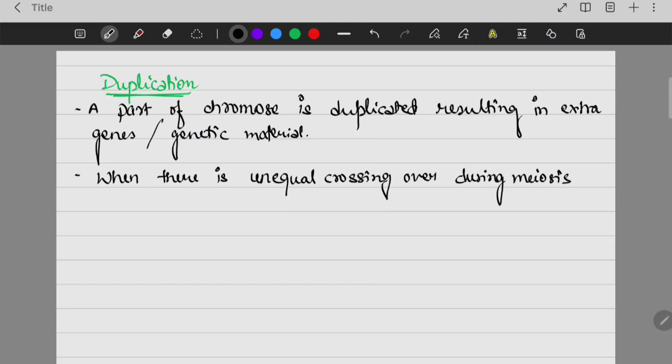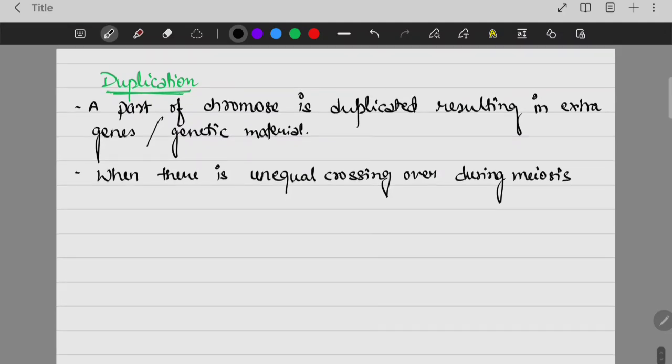And this unequal crossing over during meiosis takes place in the homologous chromosomes, or else the same gene will not be repeated. If two other different chromosomes have the crossing over, then the duplication may or may not be present. But between the homologous chromosomes, it is always seen that if there is some kind of problem, it can lead to duplication. Homologous chromosomes.